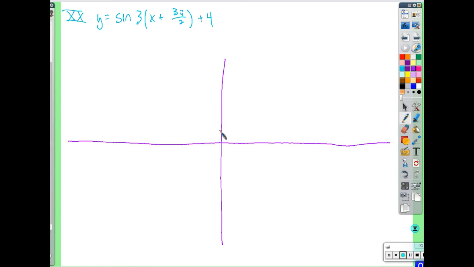Let's shift it up 4. It'd be an easy thing to show. Pretty awful. So you can almost check that off. We've shifted it up 4. It's got an amplitude of 1, so the amplitude hasn't changed. It's going to go up to 5 and down as far as 3, because this is 4. It's got the amplitude taken care of.